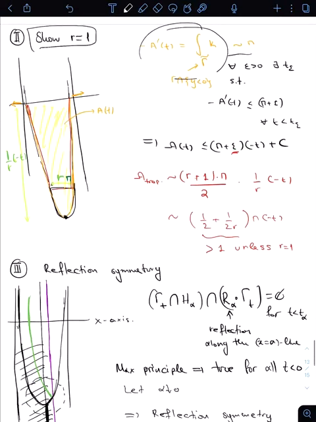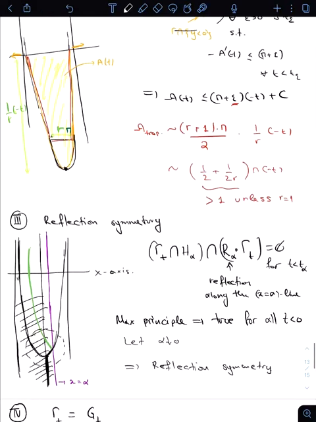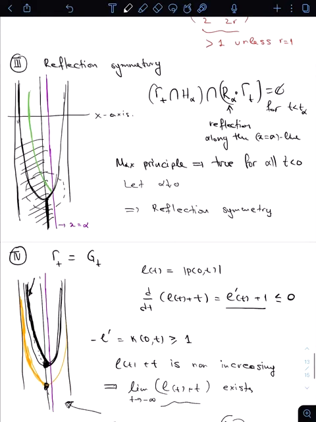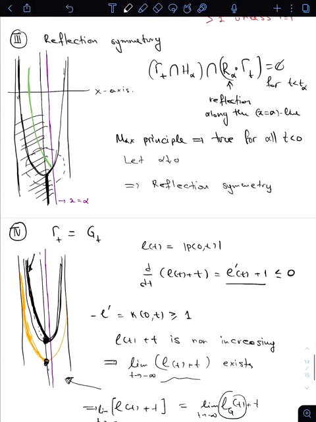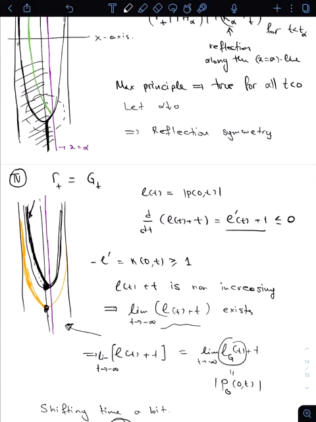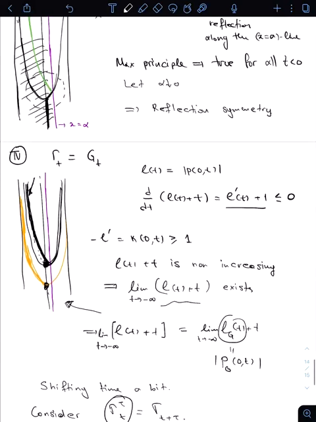Okay, then once we know that the tip is reflection symmetric, we can do this trick with the reflection and prove that the whole solution is reflection symmetric, and then we can compare it with the Grim Reaper again by using reflection symmetry. Okay, and I will stop here.